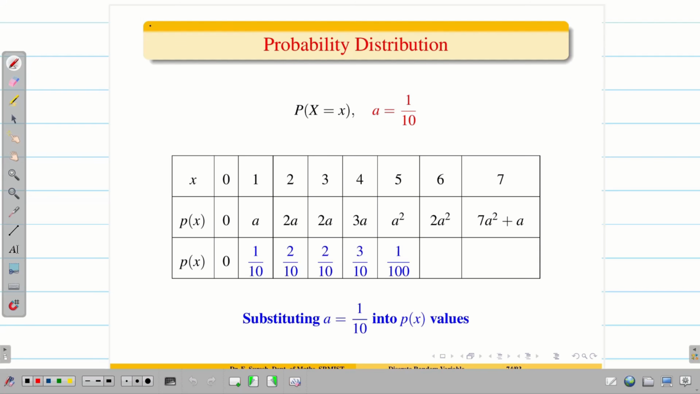A square is going to be 1 by 100. 2A square is going to be 2 by 100. 7A square, I will write 7 by 100, plus A is 1 by 10. So better, we can multiply and divide by 10. So we can write this as 17 by 100 for simplicity.